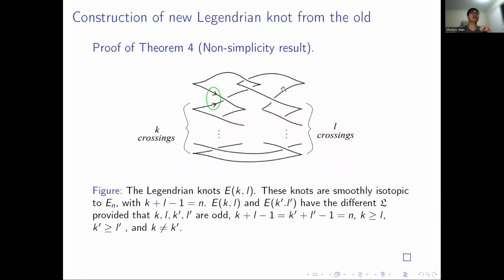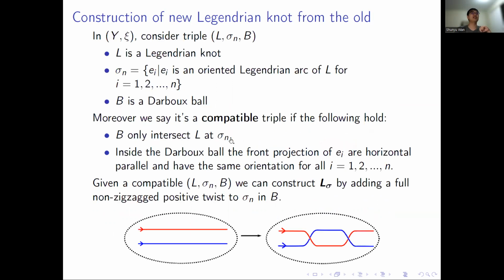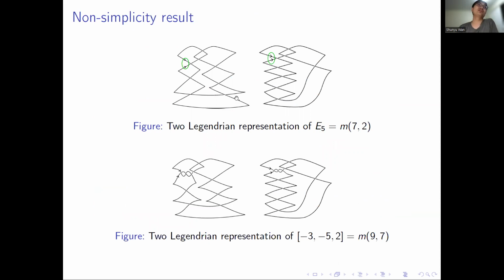Maybe I should mention a little bit. Theorem 5 says that for a smooth isotopy, the isotopy sends this arc to another, and the ball contactomorphs to a ball. We can see in these pictures that smoothly you can just do this flip move, and you can just move the twist from the left to the right from the bottom, and you can fix this top part. So that means this smooth isotopy will fix this ball, which automatically satisfies the criterion. So you can add a twist to them, and the result will also be Lagrangian non-simple because they have different loss invariants.